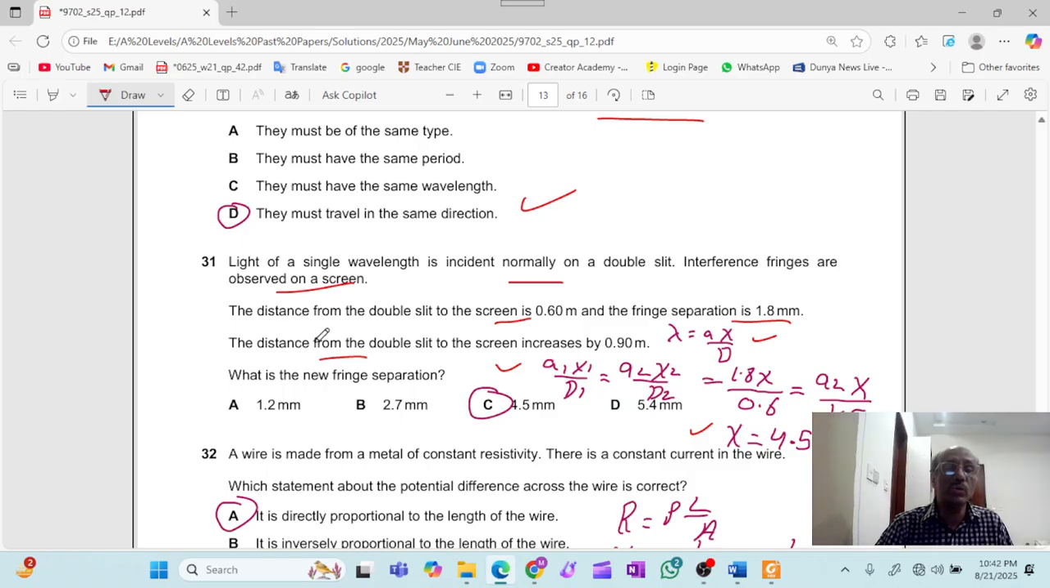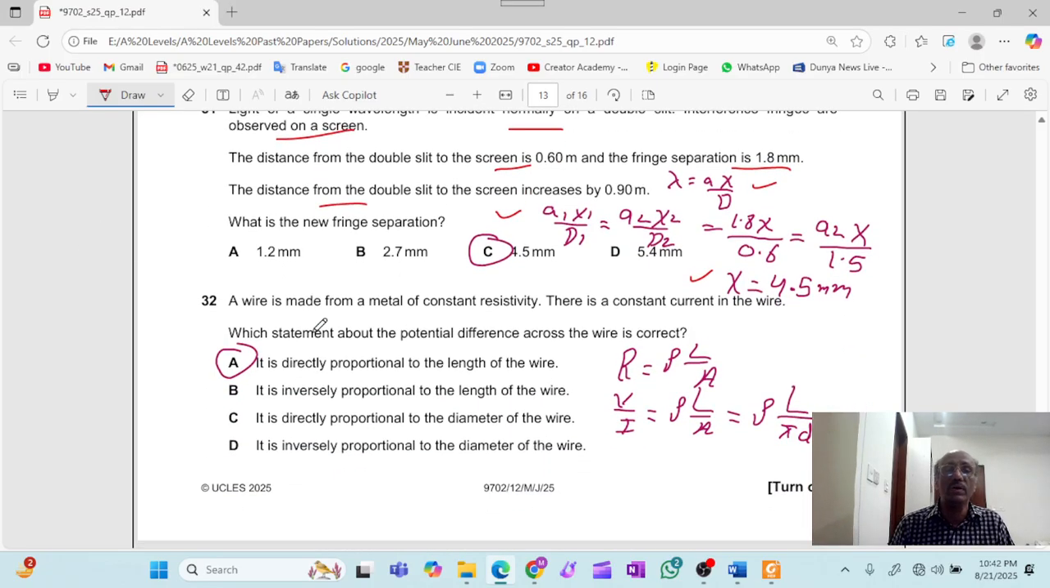Now question number 32: a wire is made from a metal of constant resistivity, and there is a constant current in the wire. Which statement about the potential difference is correct? R equals rho L over A, and R equals V over I. The question says the resistivity is constant, so resistance is directly proportional to the length of the wire. So the potential difference is directly proportional to the length of the wire. The resistivity is the same, the diameter is the same, and the current is the same, so only the potential difference depends on the length of the wire.